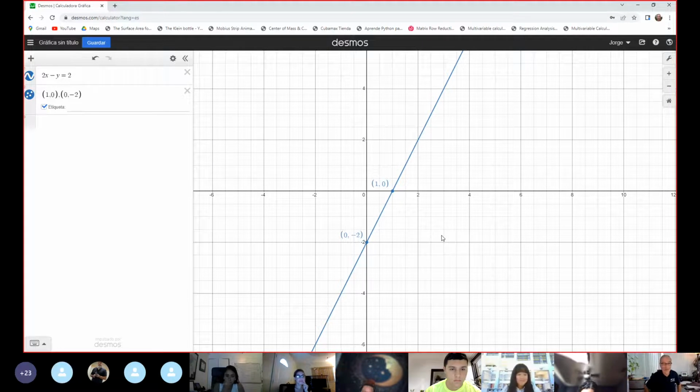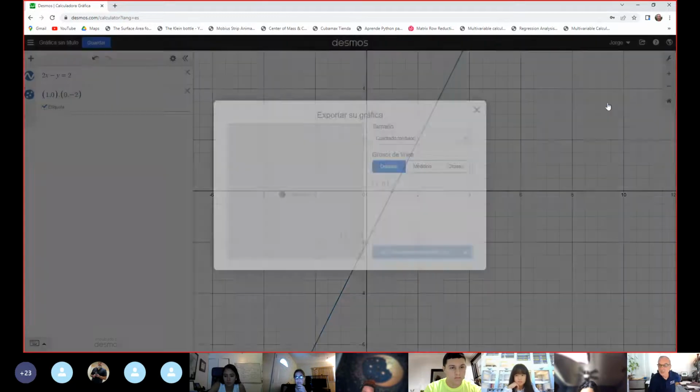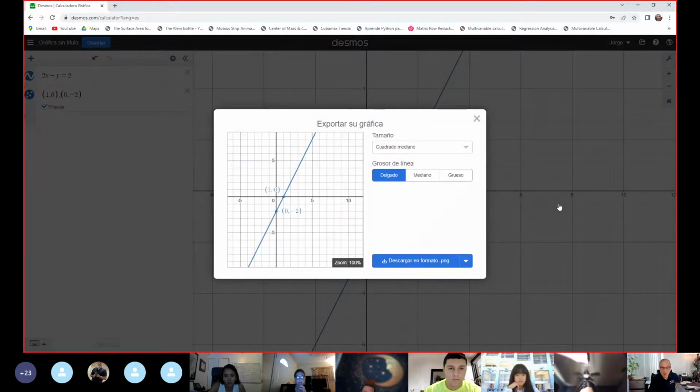All right, now I did that. How do I send the answer to the teacher? Let me try to remember. You press here, here is share the graph. Oh no, export. You export. Look at that, and you download in this format. This format is the image. You save it on your hard drive, and when you send me the solutions for the test, you attach this image.